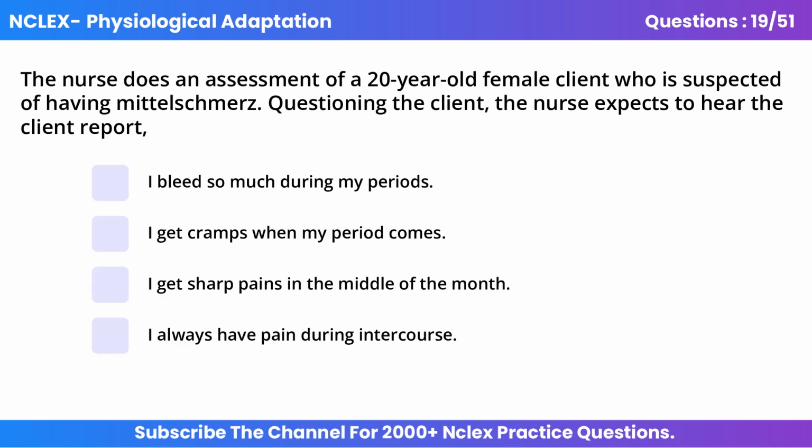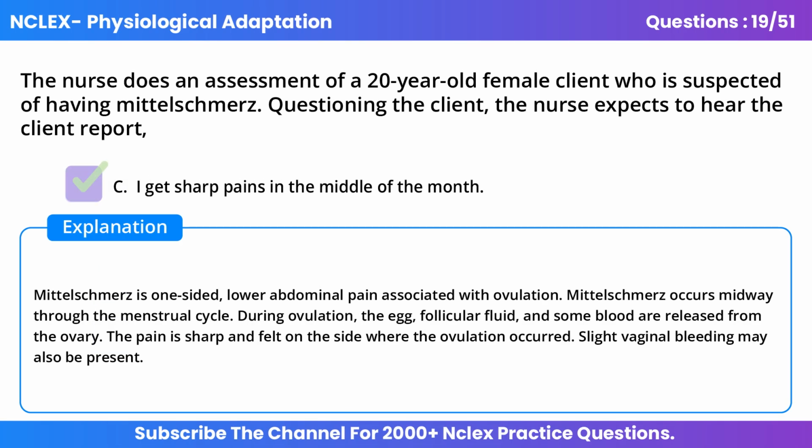Question 19. The nurse does an assessment of a 20-year-old female client who is suspected of having Mittelschmerz. Questioning the client, the nurse expects to hear the client report, C. I get sharp pains in the middle of the month. Mittelschmerz is one-sided, lower abdominal pain associated with ovulation.